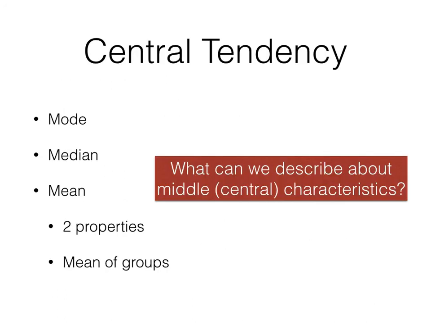So we've been through central tendency. Remember that what we're doing is we're asking, what can we describe about the middle or central characteristics? The mode is really easy, and the median isn't tough to understand, and the mean is easy to understand, but you need to start getting your head wrapped around the two properties of the mean and what you're doing when you're weighting for group size, when you need to weight them because of different group sizes.